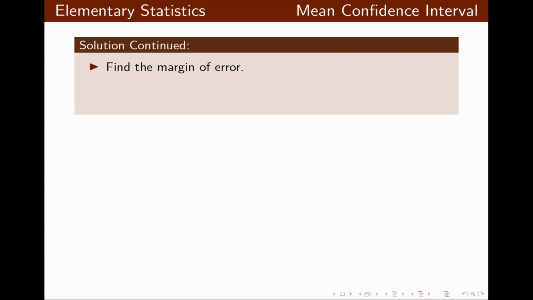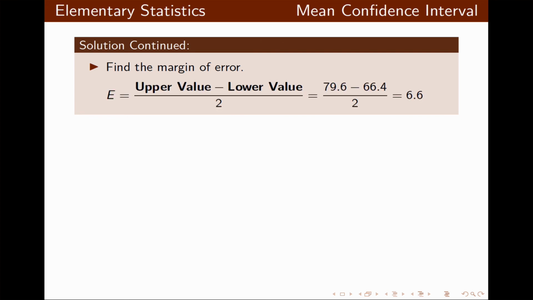Now to find the margin of error, we're going to go upper value minus the lower value divided by 2. Using the results from the TI, we find the difference of the upper and the lower values divided by 2. The margin of error is 6.6.